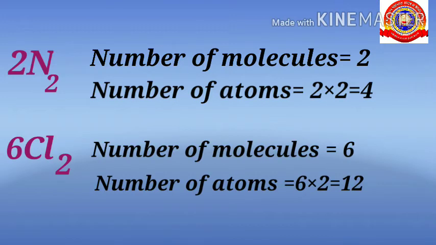What about the next question, 6Cl2? Yes, here the number of molecules is 6. And the number of atoms present is? Yes, in one molecule of chlorine, the number of atoms present is 2. And what about the 6 chlorine molecules? Yes, 6 into 2, that is 12.